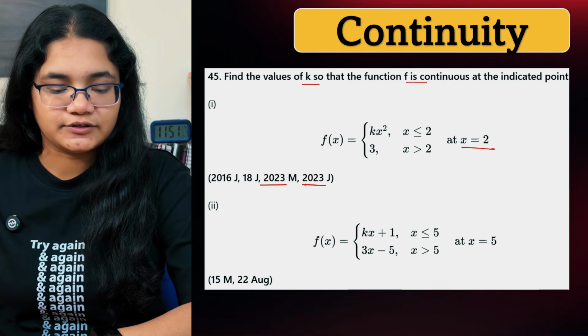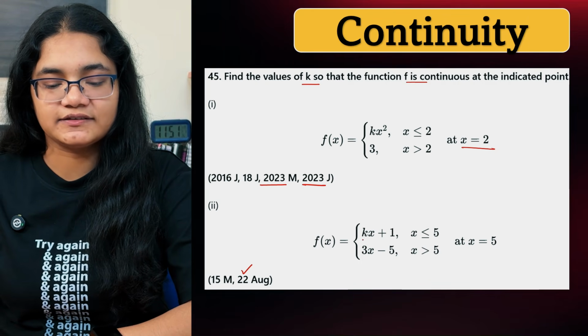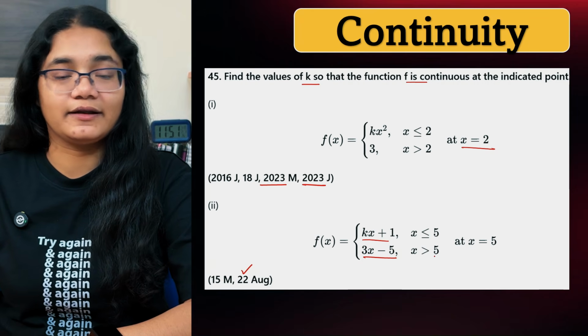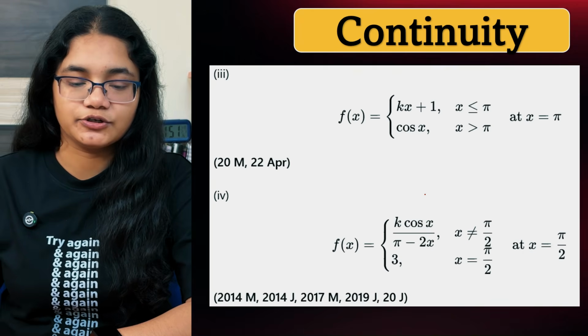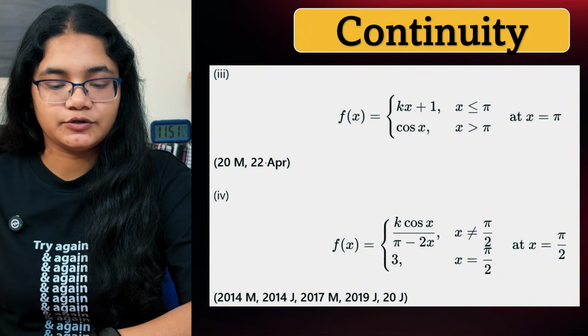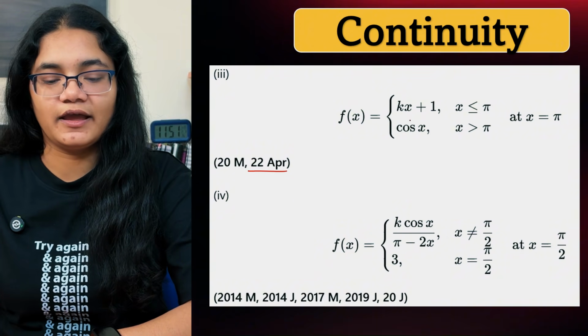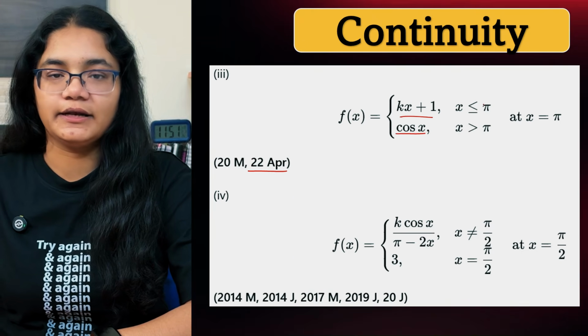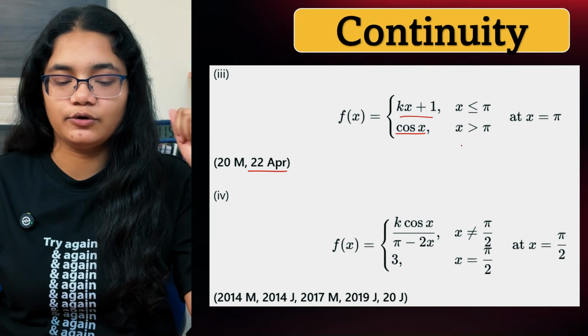Next similar question, this was asked in 2022 August. f(x) is equal to kx plus 1, 3x minus 5, for x less than 5 or greater than 5, you have to find the continuity of the function. Similarly, next question was asked in 2022 April. f(x) is equal to kx plus 1 and cos x, and here you can find the limiting values, and based on that you need to calculate.